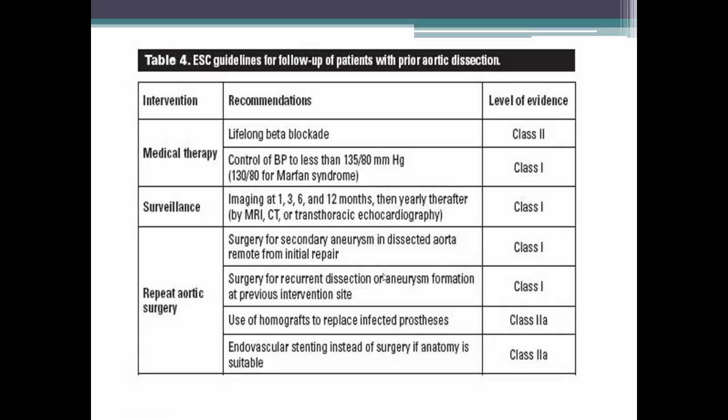Okay, and these are the recommendations. Guidelines to follow up the patients with primary aortic dissection: lifelong therapy with beta blockers, and surveillance. You should do imaging at 1, 3, 6, and 12 months, and then yearly after. And look at the classifications for class 1 through 3. Surgery for recurring dissections or aneurysm formation for class 1. Use of homograft to replace infected prosthesis for class 2A, or endovascular stenting.